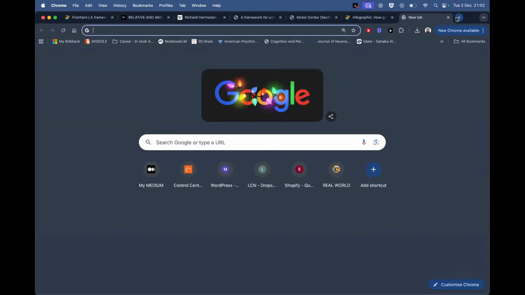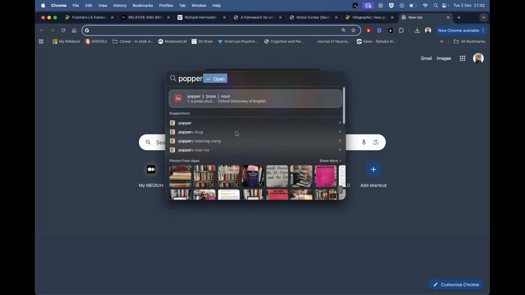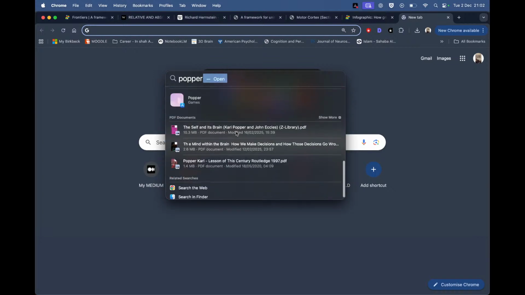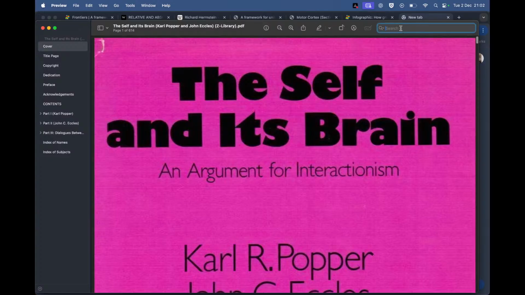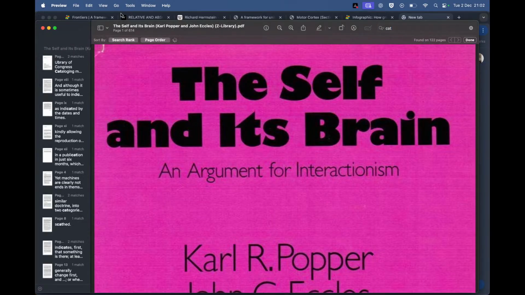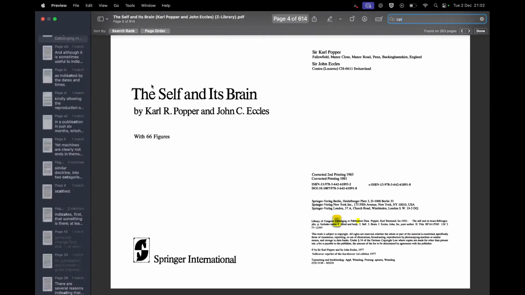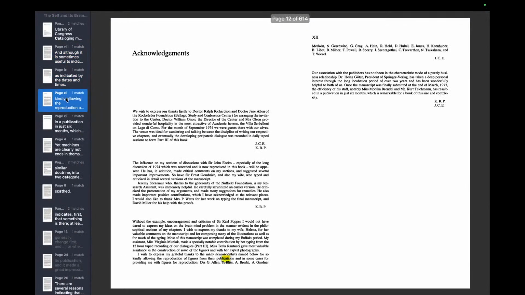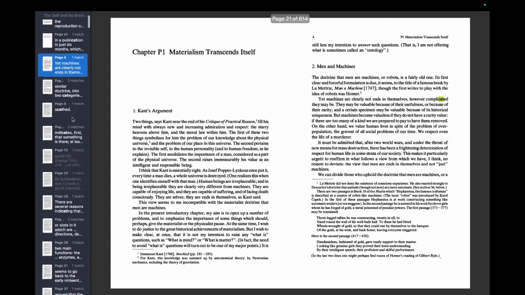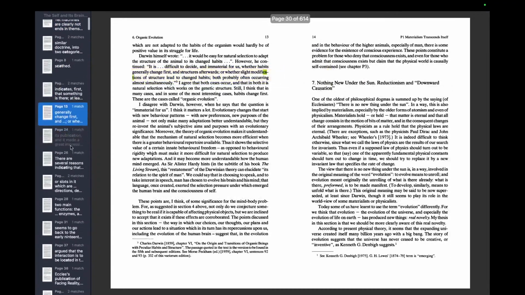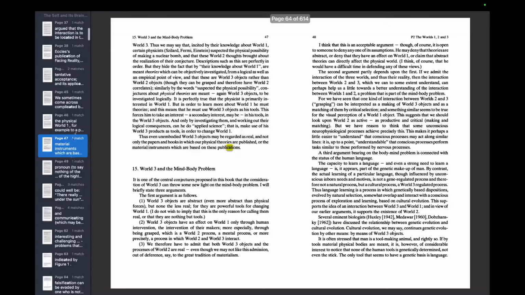I actually looked at this in Popper and Eccles' book. I have a physical copy, but the digital one should be here somewhere. Yep, here we go. Very quickly, I'll show that here. Should be here. Okay.